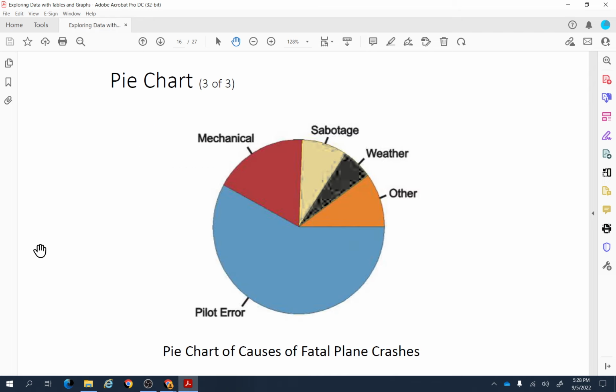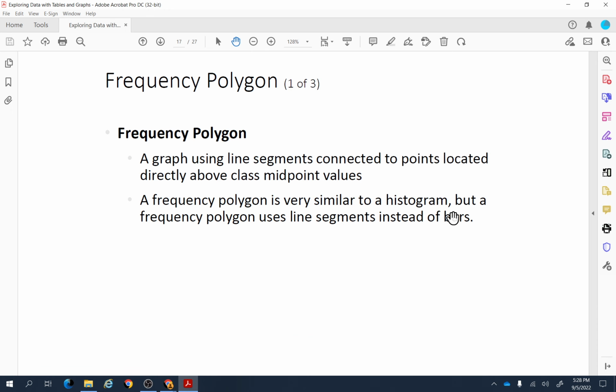For example, here you can see the very same data we're talking about, causes of plane crashes. As you can see here, pilot error is one of the biggest causes compared to other causes. Here it's easy to read.